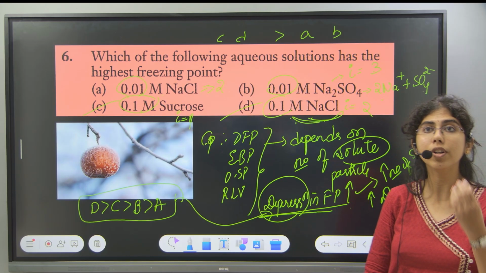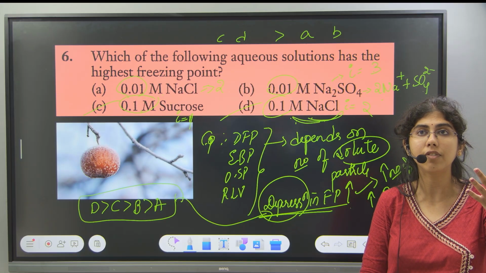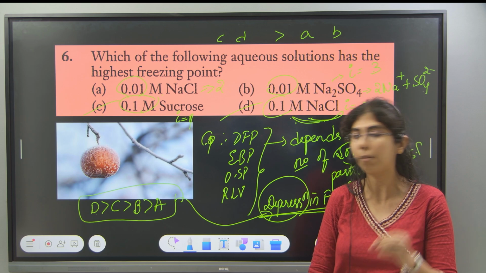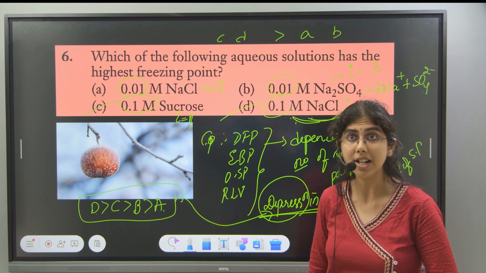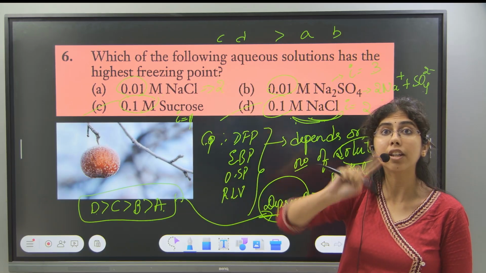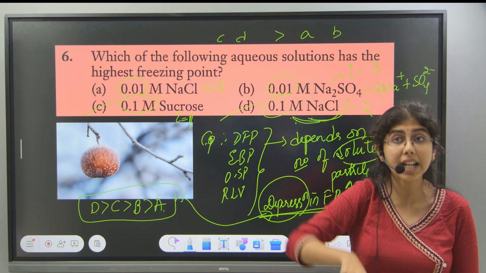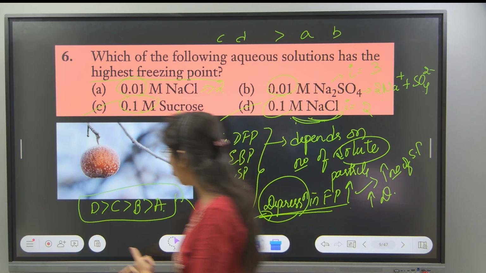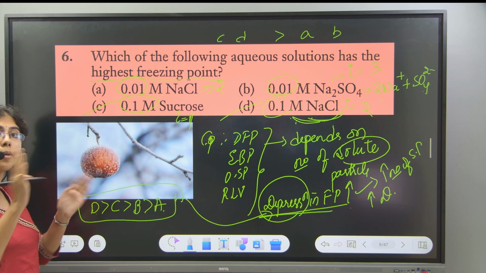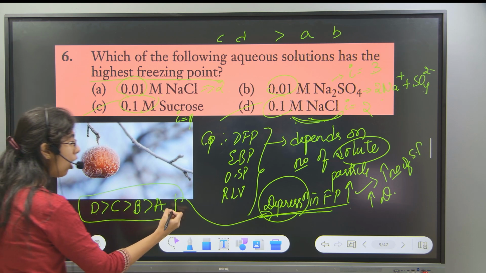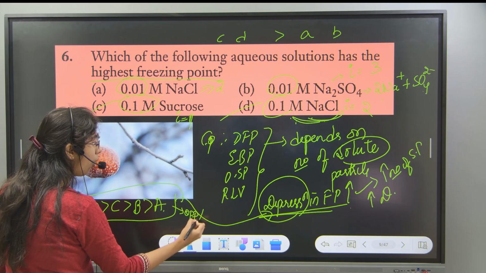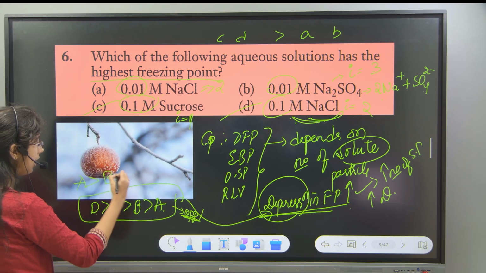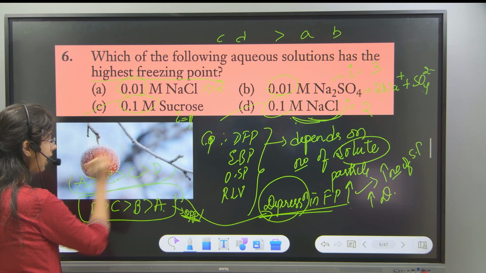If they ask you which solution will have high depression in freezing point, you would say option D. If they ask you low depression in freezing point, you would say option A. But here they are not asking you depression in freezing point. They are asking you the highest freezing point. The freezing point order would be exactly opposite of this. That means the order is A, B, C, D.